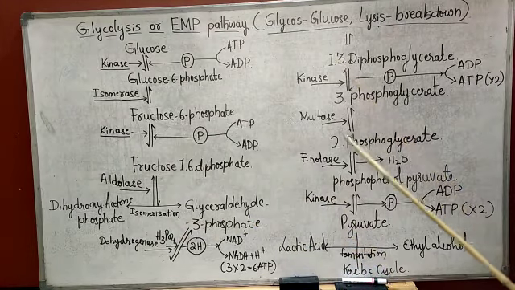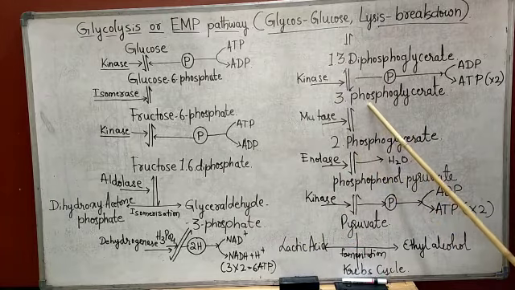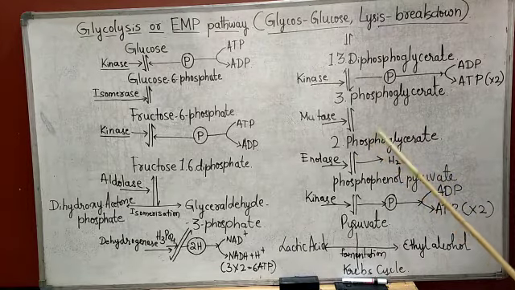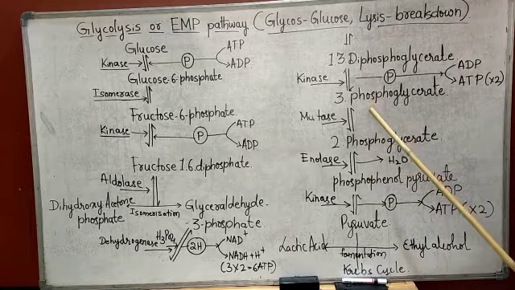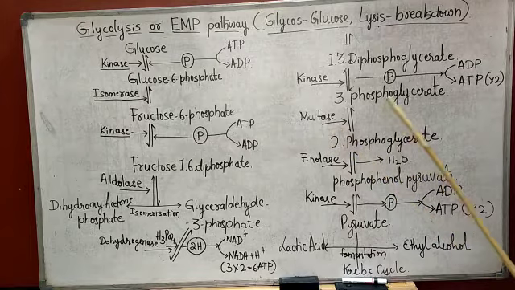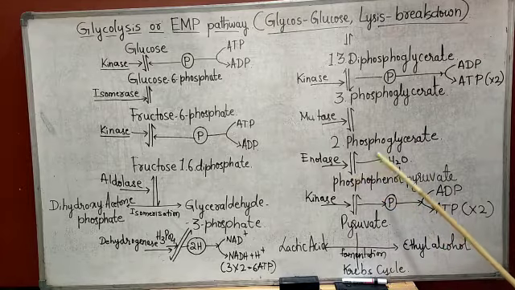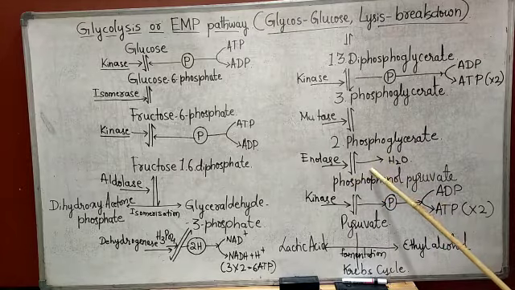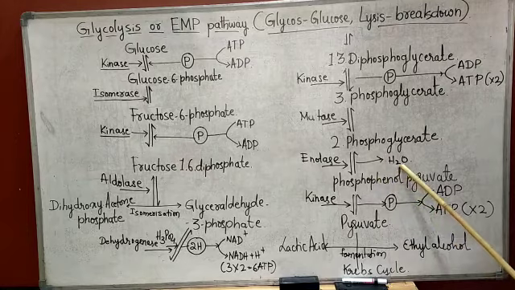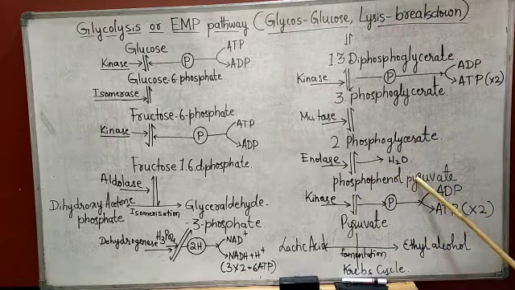3-phosphoglycerate and 2-phosphoglycerate are isomeric compounds. 3-phosphoglycerate is isomerized to 2-phosphoglycerate by shifting a phosphate from the third carbon to the second carbon, by the action of mutase. And this 2-phosphoglycerate now undergoes dehydration. Dehydration means removal of a water molecule, and 2-phosphoglycerate is converted into phosphoenol pyruvate.